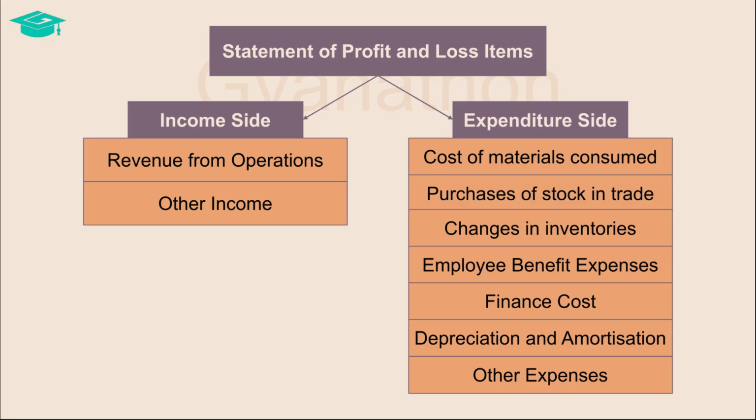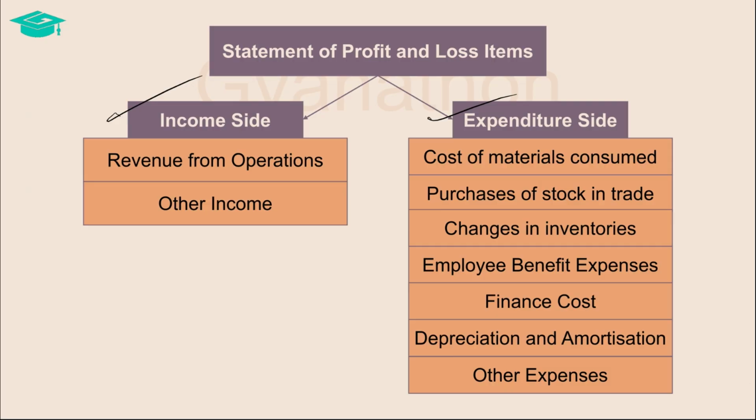We know that the simplest formula for calculating profit or loss is income minus expenditure. If the difference is positive, then it is a profit, and if it is negative, then it is a loss. Keeping this in mind, we can see that the statement of profit and loss constitutes of an income side and an expenditure side. Again, each of these sides have a preset format.